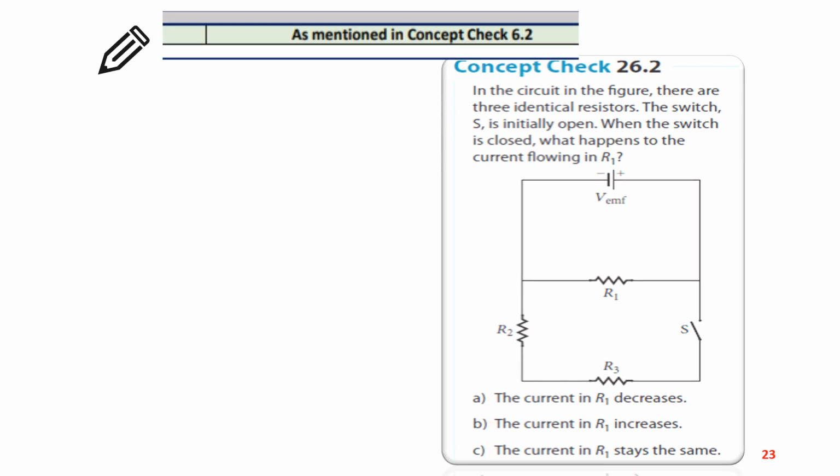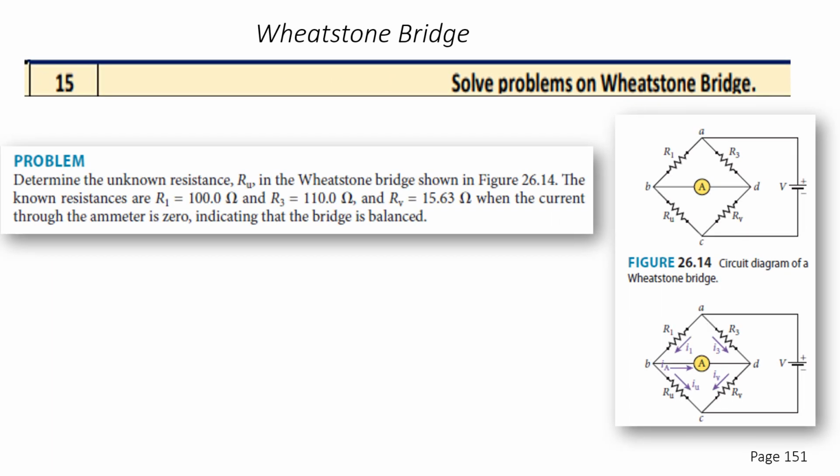We continue with bullet number 15. Solve problems on the Wheatstone bridge. Wheatstone bridges are interesting circuits in electricity. In this question we have to determine the value of Ru. You can find this on page 151. Ru is the unknown.